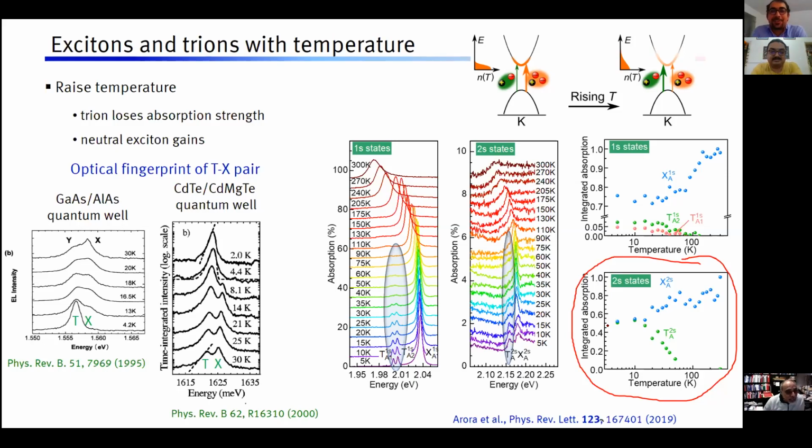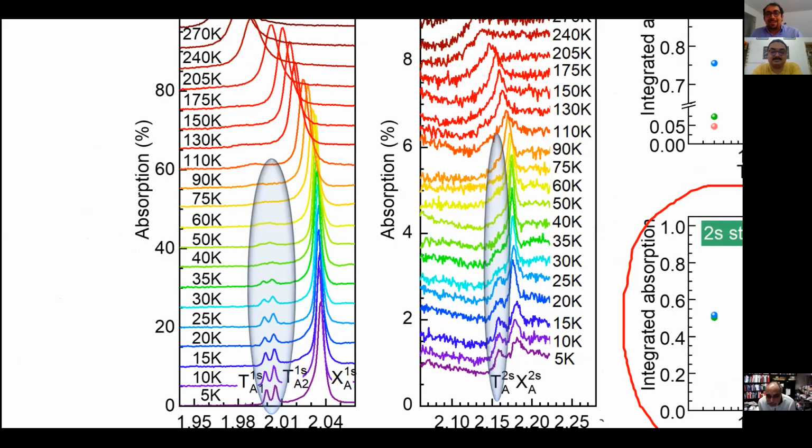I am really happy that you asked this question. I had avoided telling this detail earlier. In fact, what we find, which we probably can also see by eye, is that the exciton starts to become narrower when we raise the temperature. Let me zoom in. Yes, the exciton actually becomes narrower when we are raising the temperature.